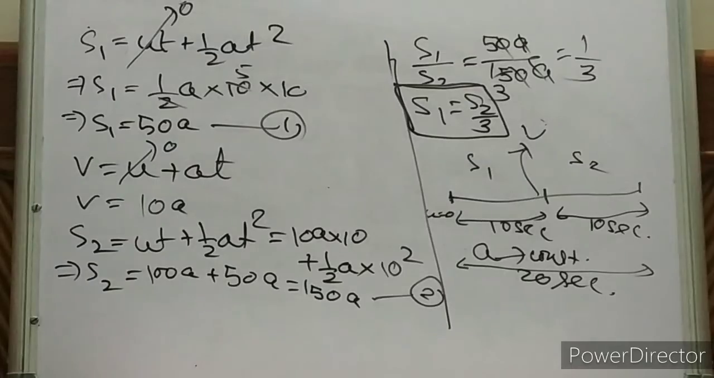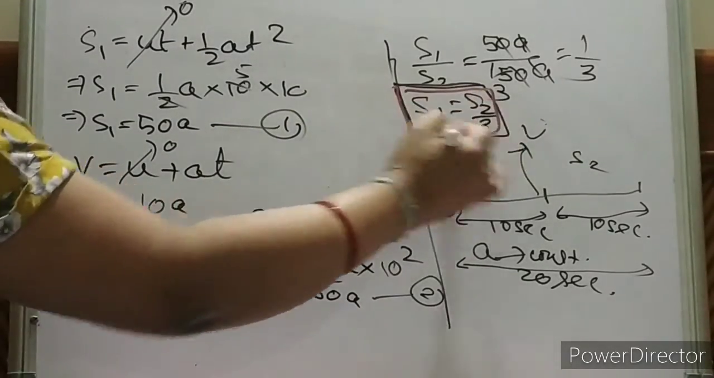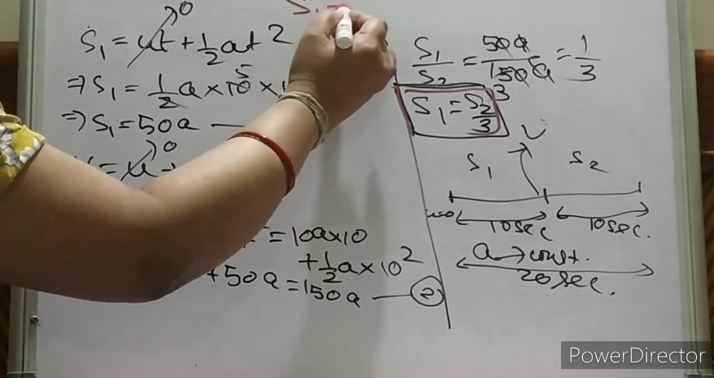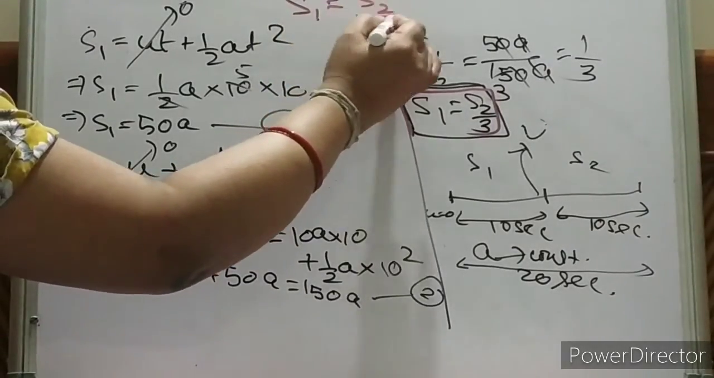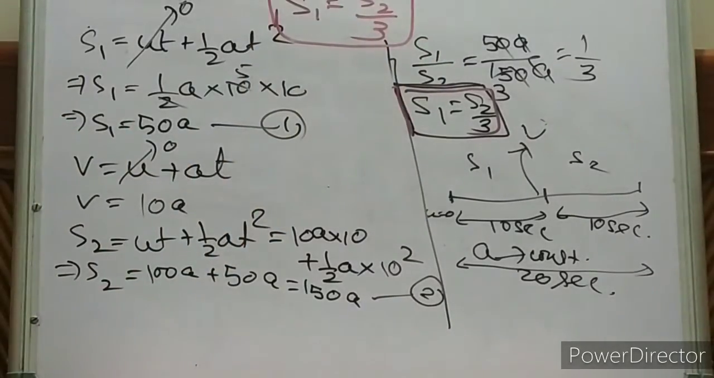Is it clear, children? Can you people see the result? This is your result. Let me write again over here. S1 is equal to S2 by 3. This is the relationship between S1 and S2. Is it clear, children? Okay. Please note it down.